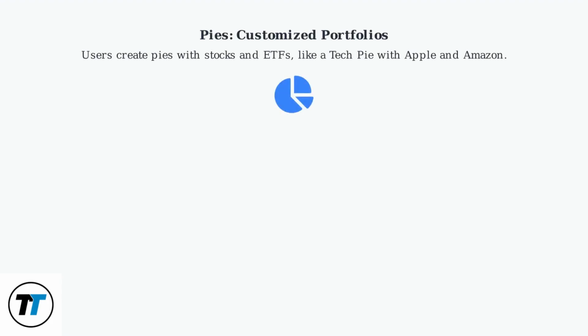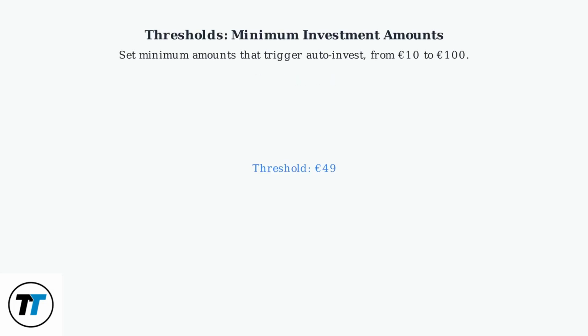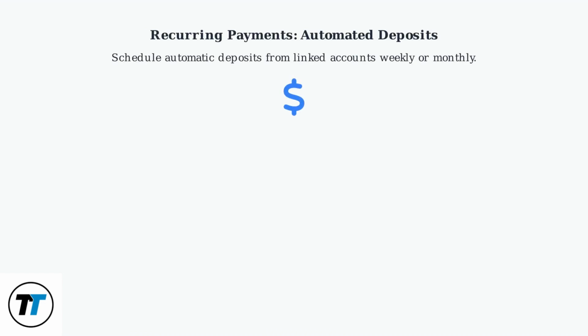Pies are customized portfolios where users select stocks and ETFs, such as a tech pie containing Apple and Amazon shares. Thresholds are minimum investment amounts that trigger Auto Invest, typically ranging from €10 to €100. Recurring payments allow scheduling automatic deposits from linked bank accounts on a weekly or monthly basis.